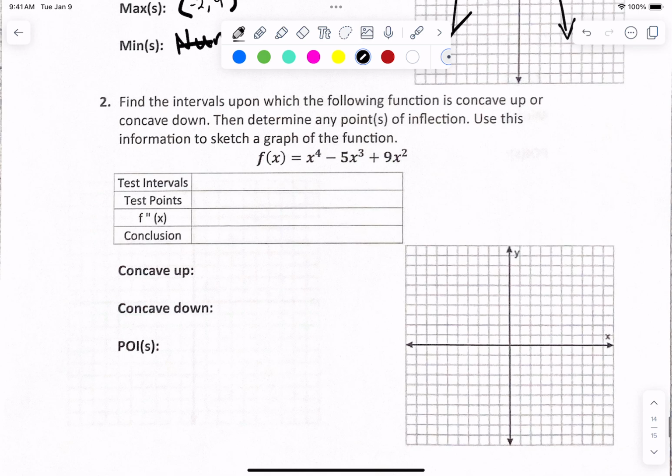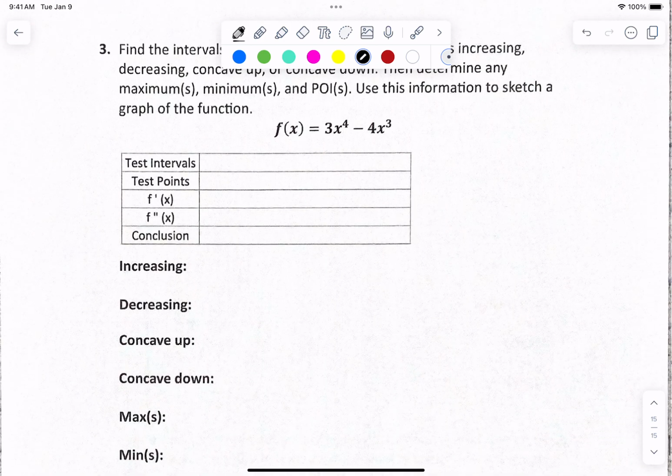Okay, so number 2, you're doing points of inflection and concave up, concave down. That is the second derivative, so do the second derivative. Just keep going. It comes out real nice. Number 3 is all of them together.